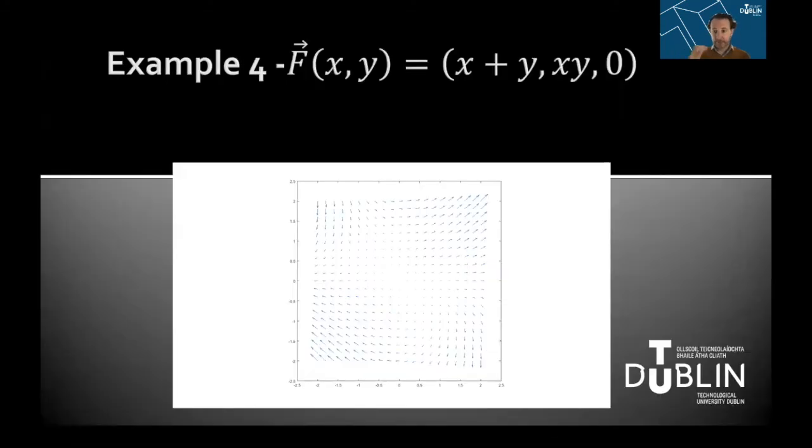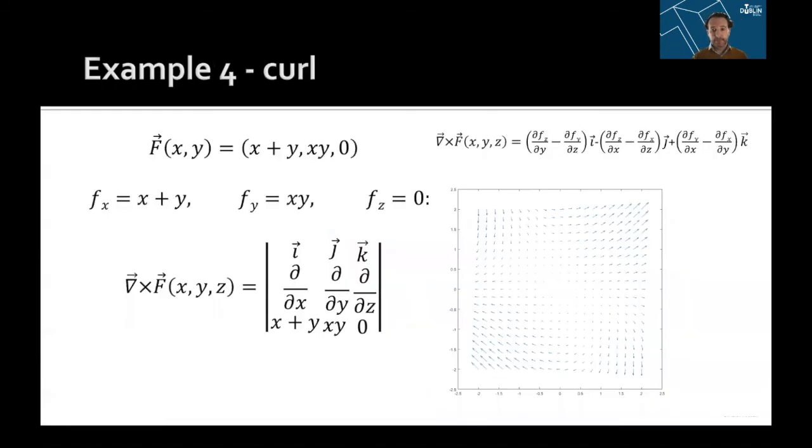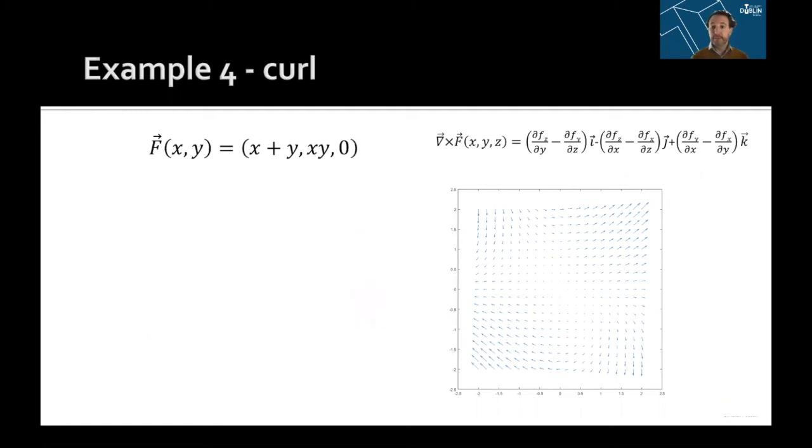Our last example is the more complicated one, where it's kind of going, hey, there's something here, maybe there's something there. What's happening? Let's set it up. We have the x component is x plus y. The y component is xy, and the z is 0, just for simplicity's sake. We put that into our curl formula, and we take the derivatives.